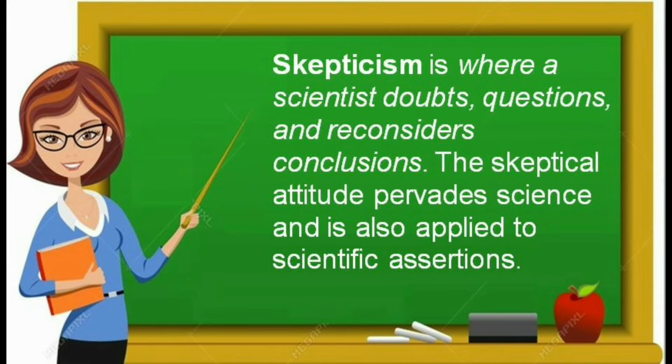Skepticism is where a scientist doubts, questions, and reconsiders conclusions. The skeptical attitude pervades science and is also applied to scientific assertions. Scientists are skeptical of the claims of their colleagues and even of their own findings in the research. That is the point of scientific replication and convergence. Results need to be obtained again and again before they become accepted.